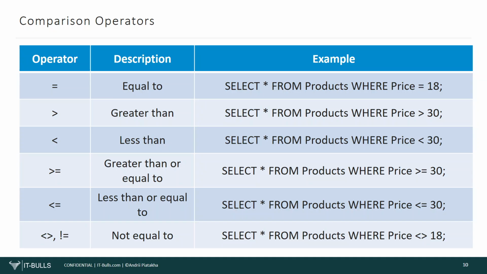Basically, the general rule is that the not equal to operator is written like this. But also, in some relational database management systems, it is possible to use another syntax of the not equal to operator that is more similar to the one that we use in programming languages.